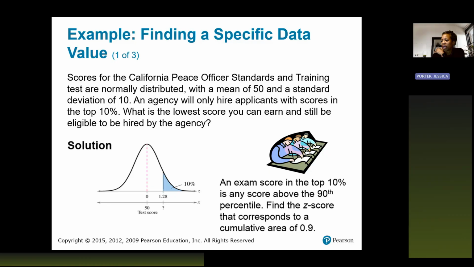All right, scores for the California Peace Officer Standards and Training Test are normally distributed. The mean of 50, standard deviation of 10. An agency will only hire applicants with scores in the top 10%. What is the lowest score you can earn and still be eligible to be hired by the agency? Okay, so here we go. The top 10% is any score above the 90th percentile. So we're going to find the z-score that corresponds to a cumulative area of 0.9.